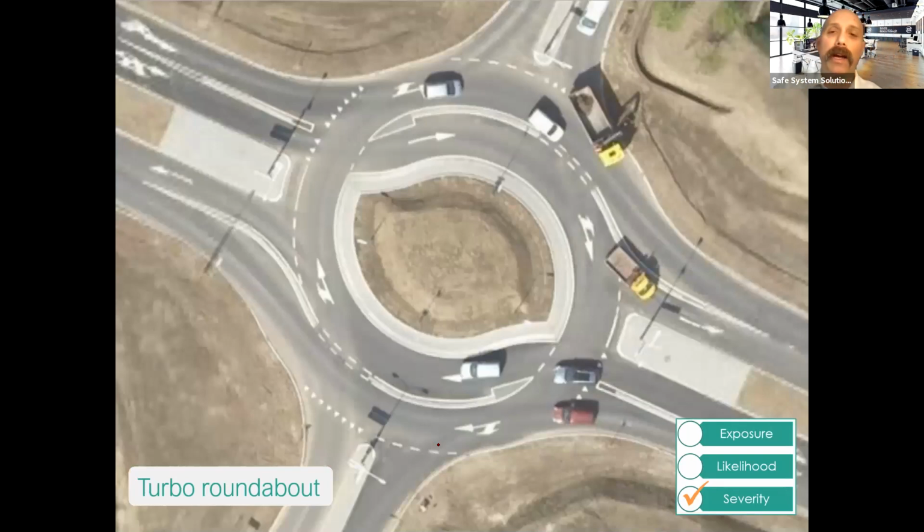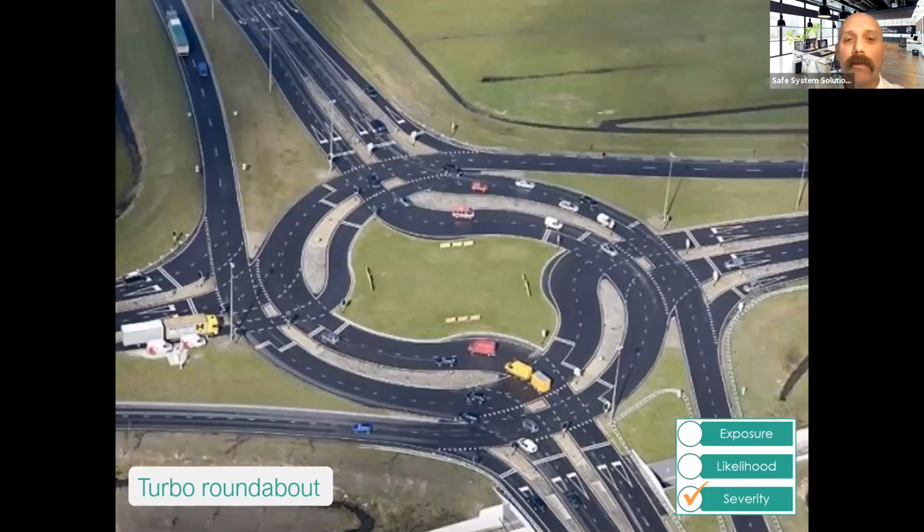There's a turbo roundabout. Gee, I love looking at that. Look at the conflict angle on that. It's beautiful. Just wonderful to see that. The reason I like turbos is their ability to actually bring down the likelihood of crashes, and they perform about the same as one lane roundabouts.